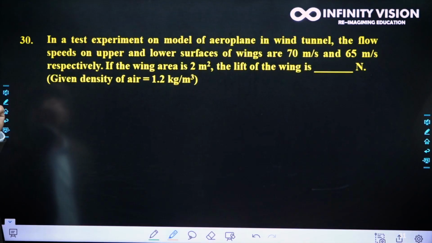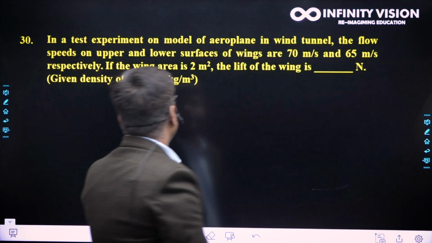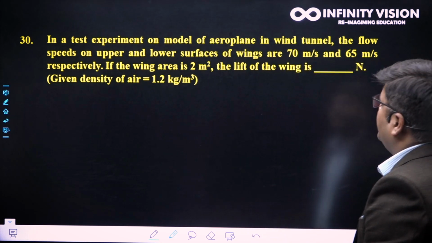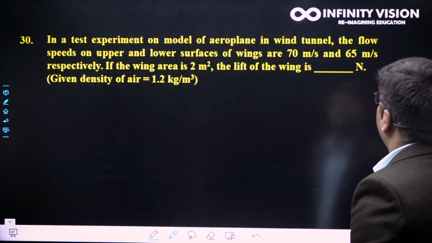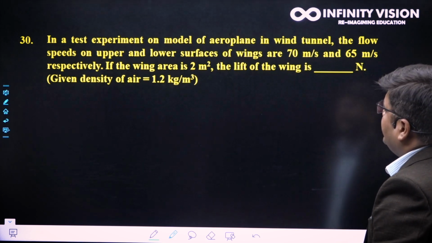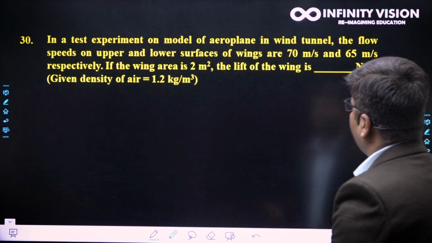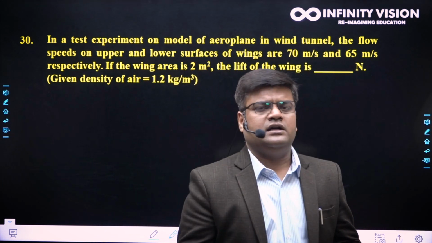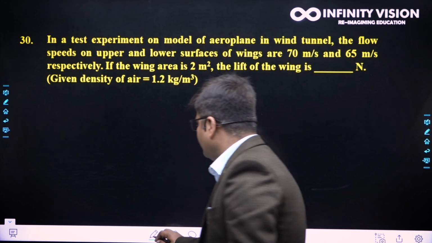Now coming to question number 30, the last question of section B. In a test experiment on a model of an aeroplane in a wind tunnel, the flow speeds on the upper and lower surface of the wings are 70 meter per second and 65 meter per second respectively. If the wing area is 2 meter square, the lift of the wing is. This question is based on Bernoulli's principle and aerodynamic lift, and the concept involved is aerodynamic lift.